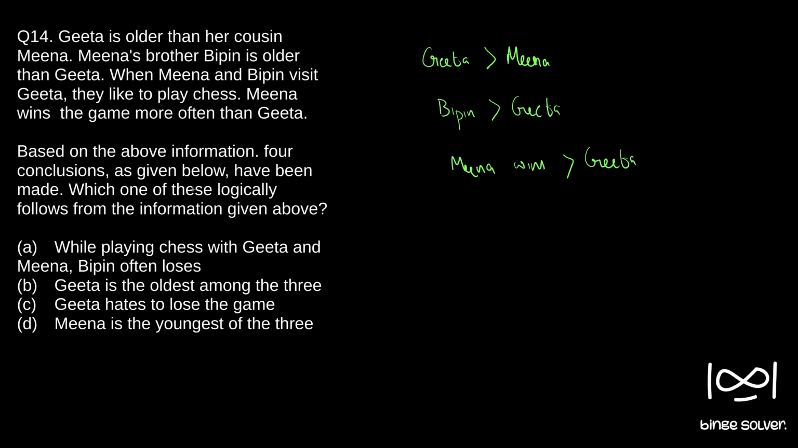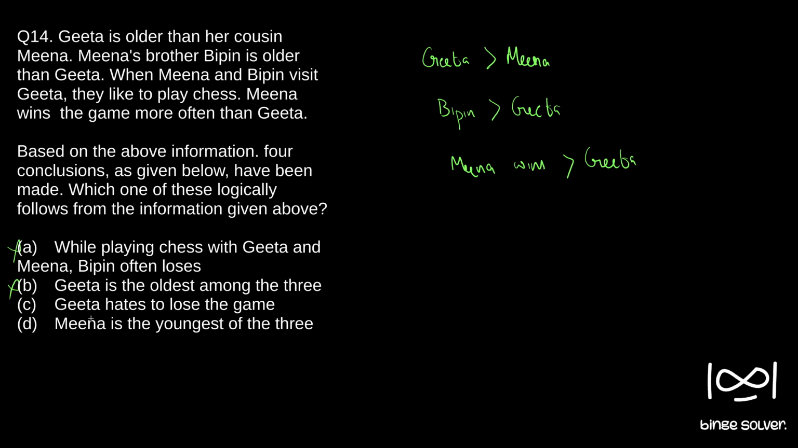Okay, based on the above information, 4 conclusions are given. While playing chess with Geeta and Meena, Bibin often loses. There is nothing given about the winning rate of Bibin, so we cannot say it follows. So this is wrong. Geeta is the oldest among the 3. We can see that Bibin is greater than Geeta, so that is also wrong. Geeta is not oldest. Bibin is older than Geeta. So that is also wrong.